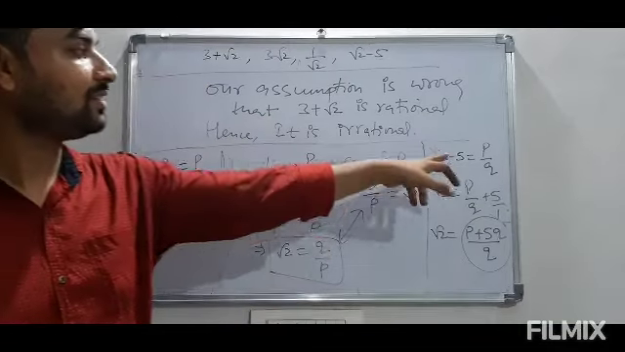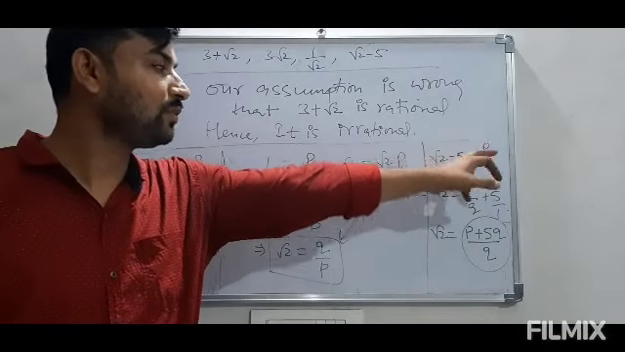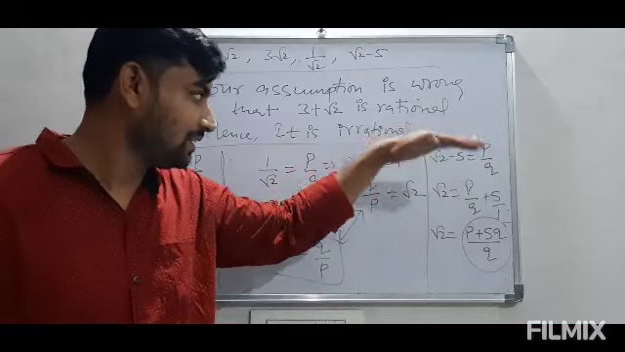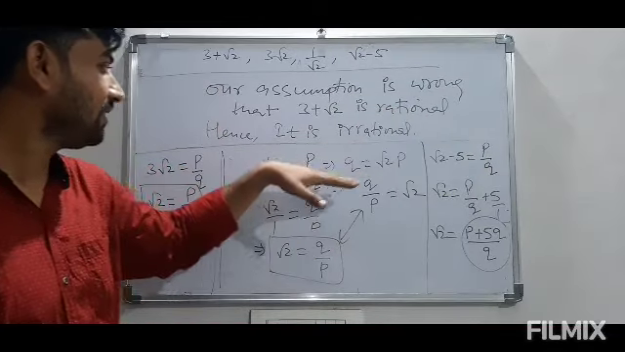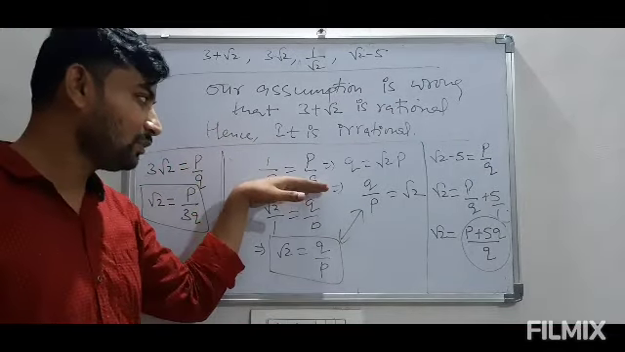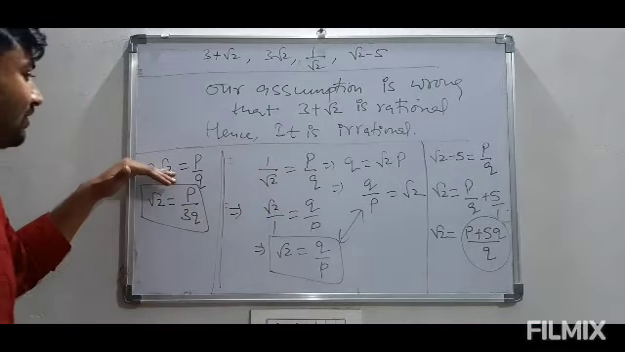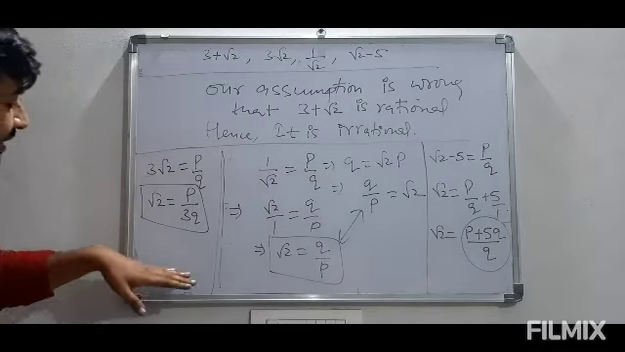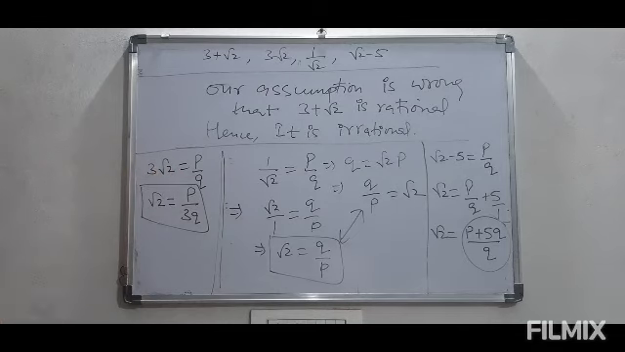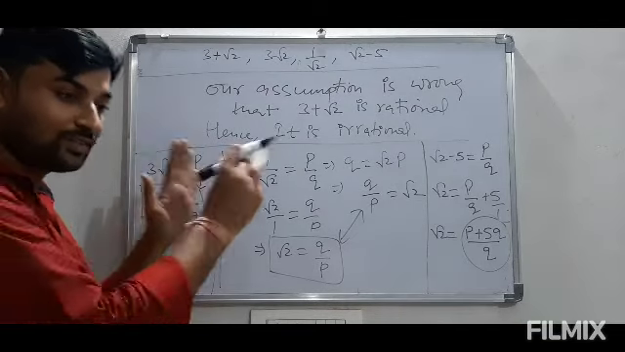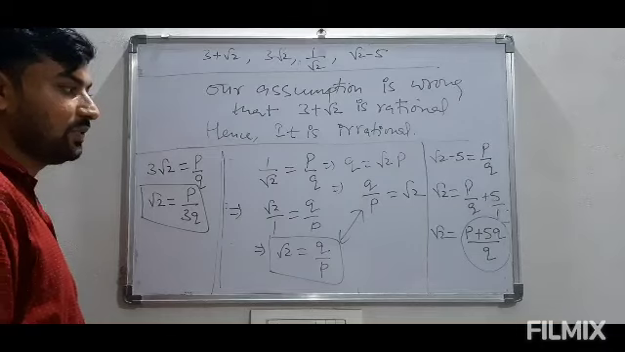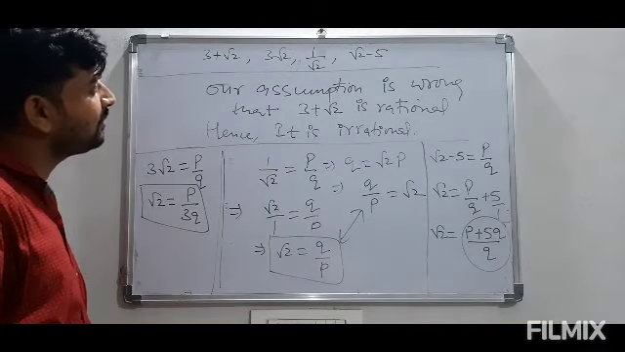So our assumption that root 2 minus 5 is rational is wrong. So it is irrational. Here 1 upon root 2 is rational, it is wrong. So it is irrational. Here 3 root 2 is rational, it is again wrong. So it is irrational. So this is all about this whole discussion about irrational numbers. I hope you understood this. Thank you.